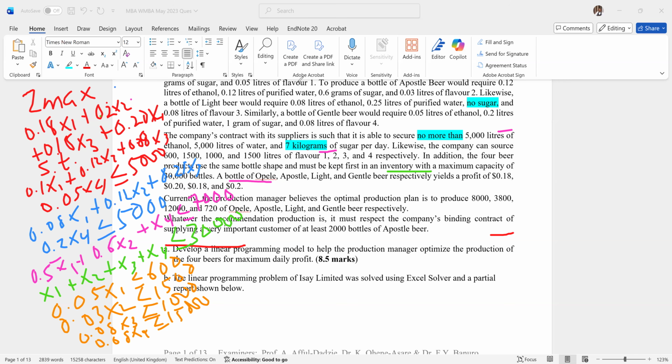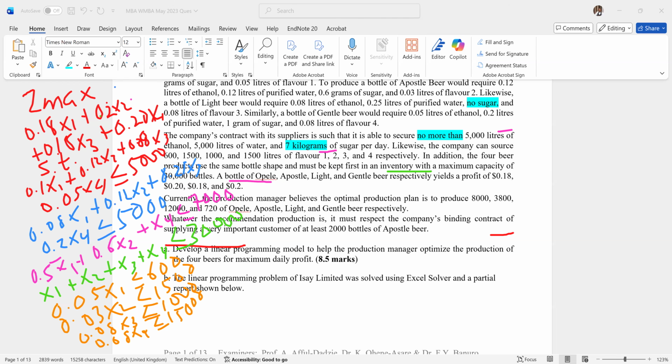What other constraint is left? Deborah. Lower your hand. Sir, please, the flavor 2 constraint, where is the 0.03 from? I'm a bit lost there. It's flavor 2. Okay, 0.03 liters of flavor 2. Okay. Thank you.